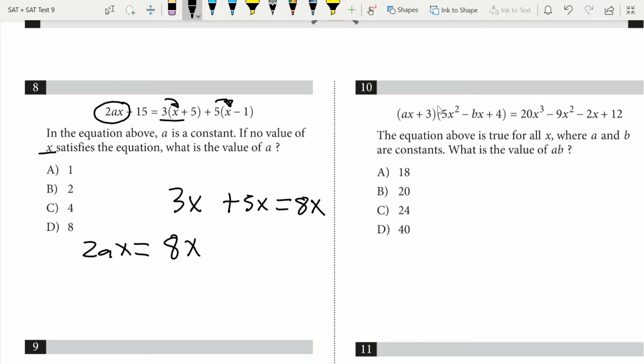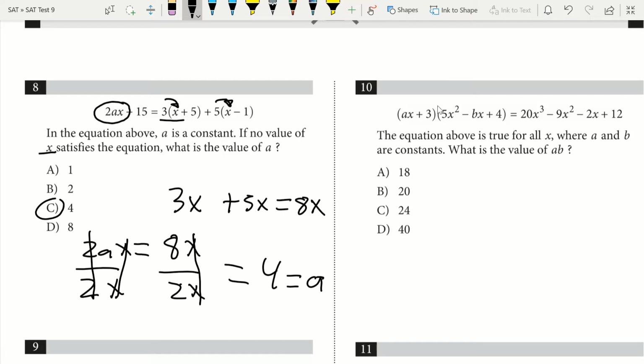So now I'm going to divide this side by 2 to isolate ax, right? And I'll divide by 2x as well to get rid of my x. So now I have to divide my other side by 2x as well. My x will cancel, and I'm left with 8 over 2, which is equal to 4, is what a is equal to. So my answer there is going to be C for question number 8.